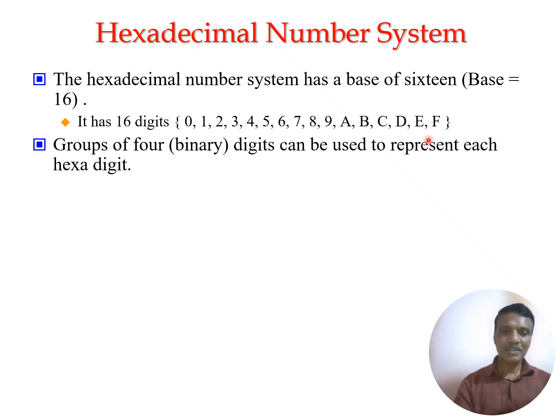In hexadecimal, each digit represents 4 bits, that is, 4 digits of binary numbers. Each number we can represent as a group of 4 binary bits. In that way, we can represent the hexadecimal numbers.